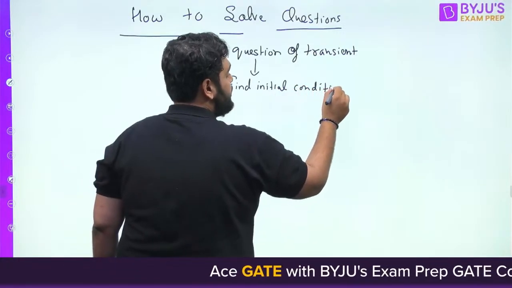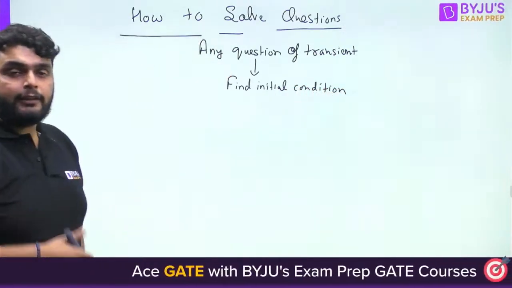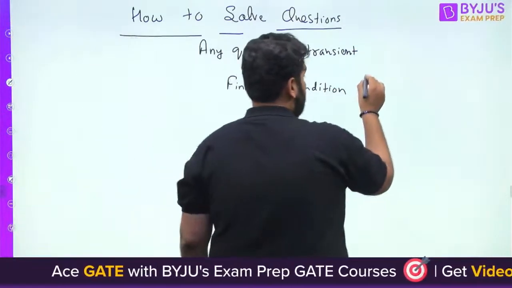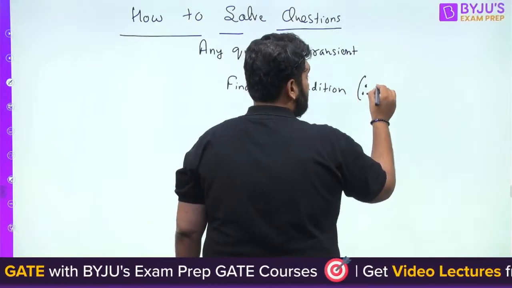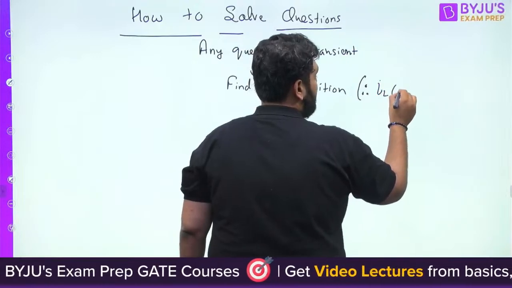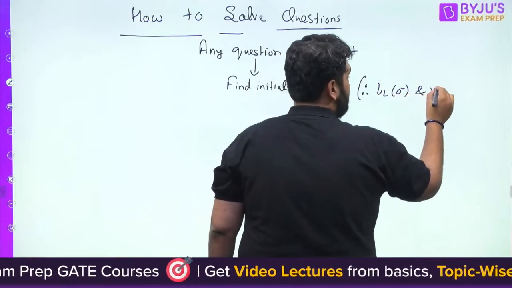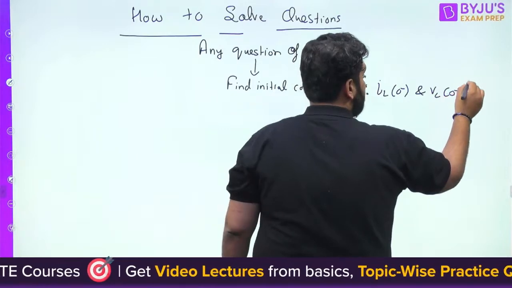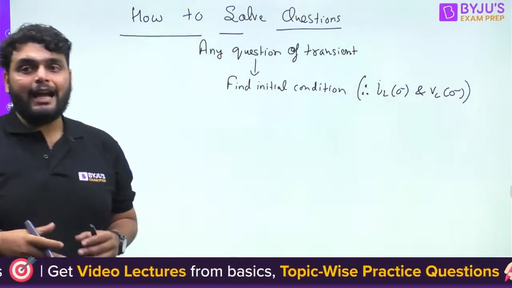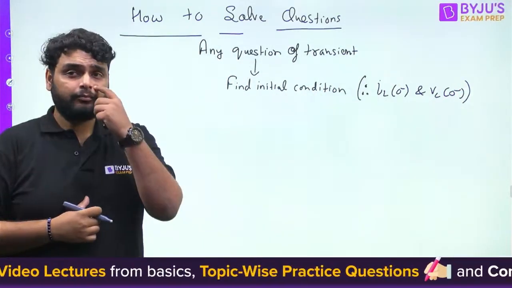If the initial condition is already given, then no need to find it. If it is not given, you have to find the initial condition. Initial condition means you have to find the inductor current at 0 minus and the capacitor voltage at 0 minus. It means you have to draw your circuit at t equal to 0 minus.